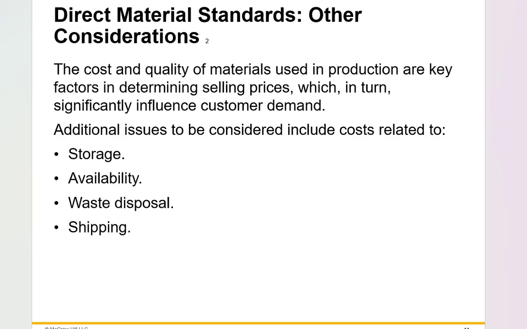So the cost and quality used in production are key factors in determining selling prices. If we have higher quality goods with higher quality components, we can probably have higher selling prices. We also need to consider costs such as storage, availability, waste disposal, and shipping. While those might not be part of our manufacturing, these are going to be important components in determining sales price. So that would be for direct materials.